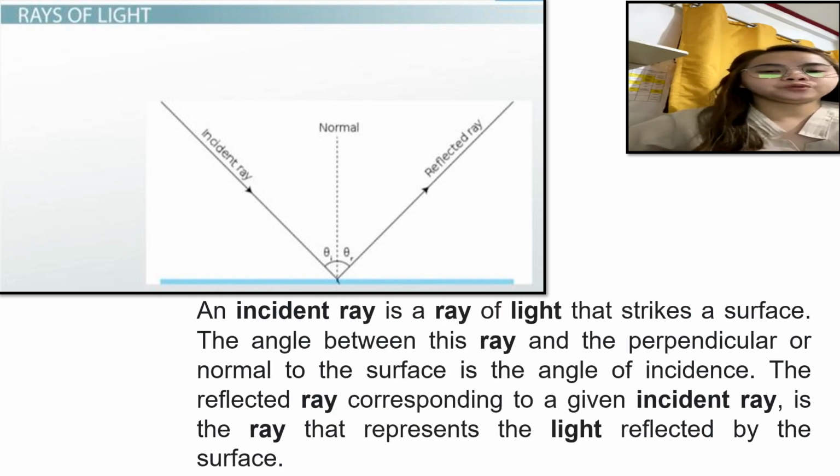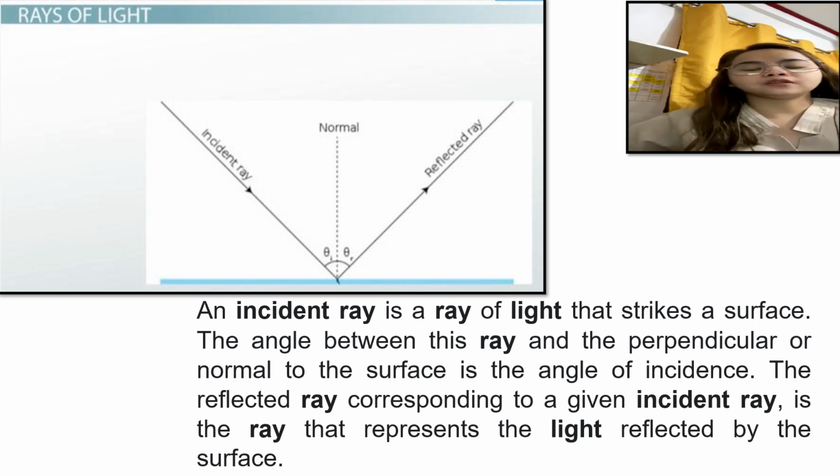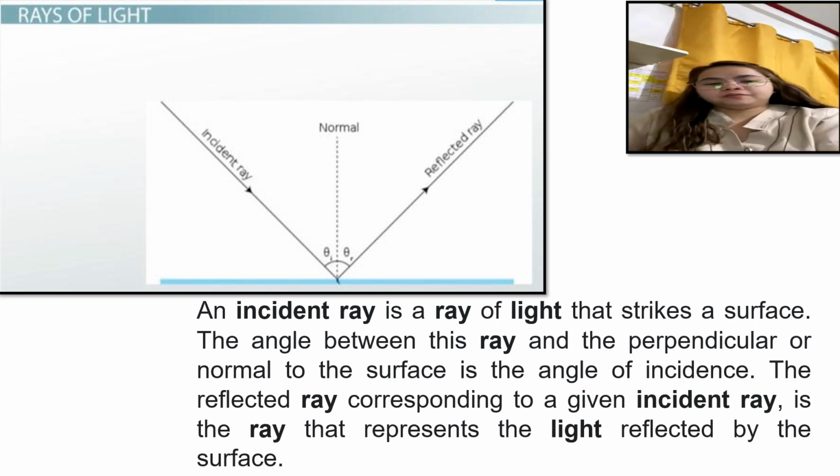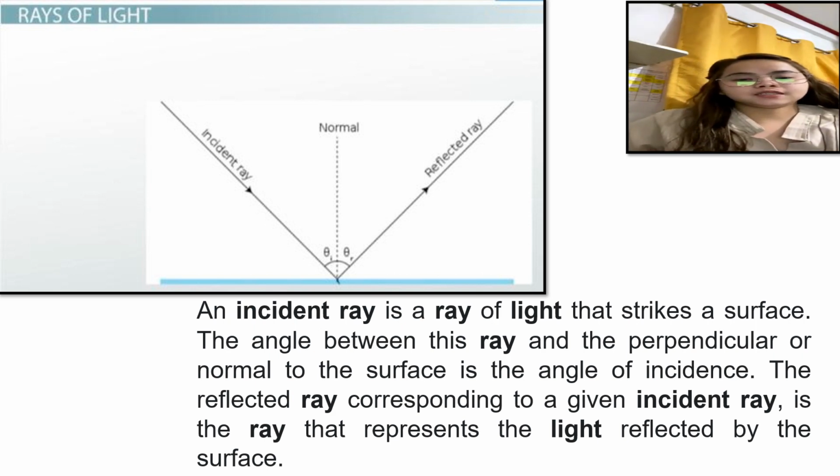To elaborate furthermore, I have here an image that represents reflection, with equal angles for the incident ray and reflected ray. When we talk about the incident ray, it is a ray of light that strikes a surface. The angle between this ray and the perpendicular, or normal, to the surface is the angle of incidence. The reflected ray corresponding to a given incident ray is a ray that represents the light reflected by the surface.